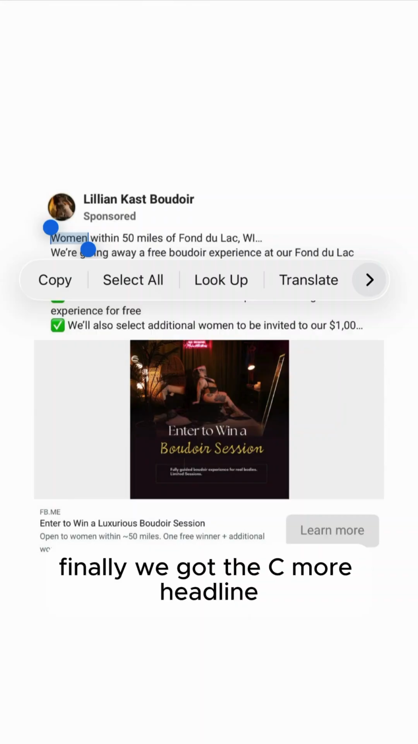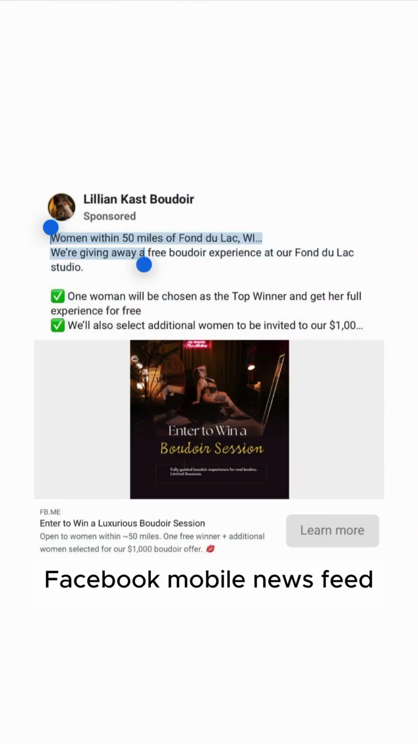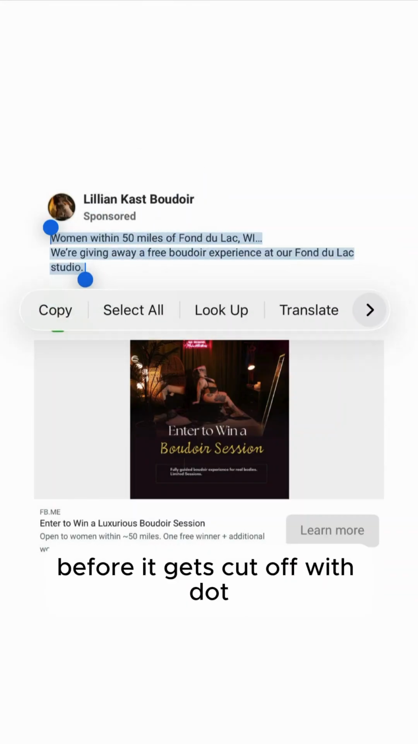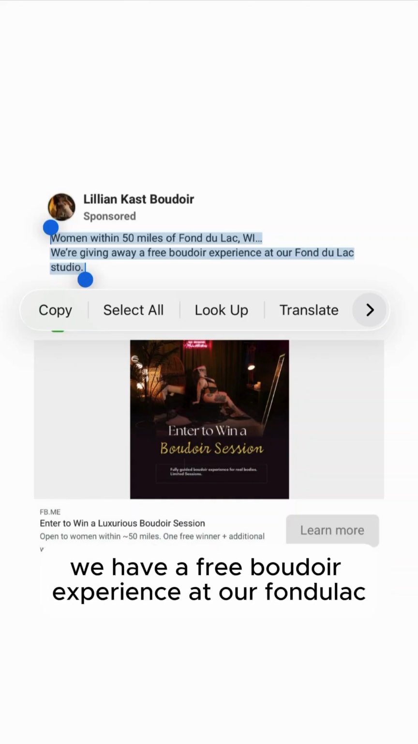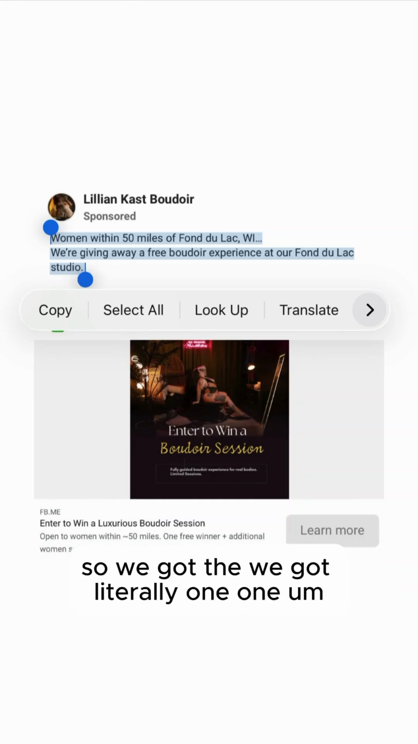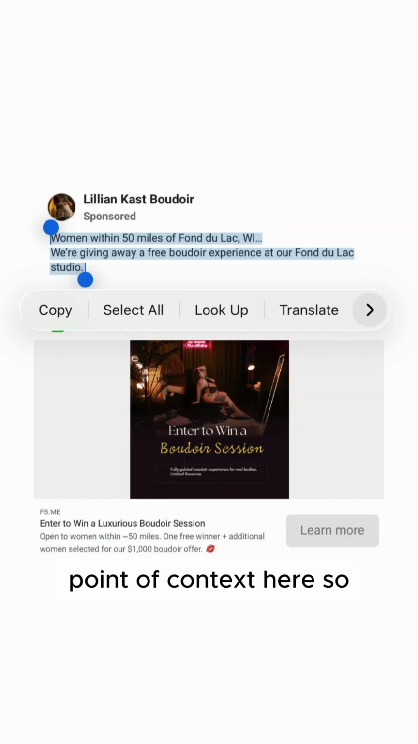Finally, we got the see more headline. First 2 3/4 lines on the Facebook mobile newsfeed before it gets cut off with see more. Women within 50 miles of Fond du Lac, Wisconsin. We know we have a free boudoir experience at our Fond du Lac studio. All right, so we got literally one point of context here.